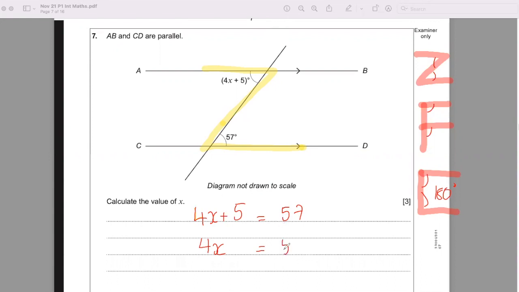Okay, take away 5 on both sides. You've got 4x equal to 52, and then x will be 52 divided by 4, and that would be 13 degrees, and that's your answer.